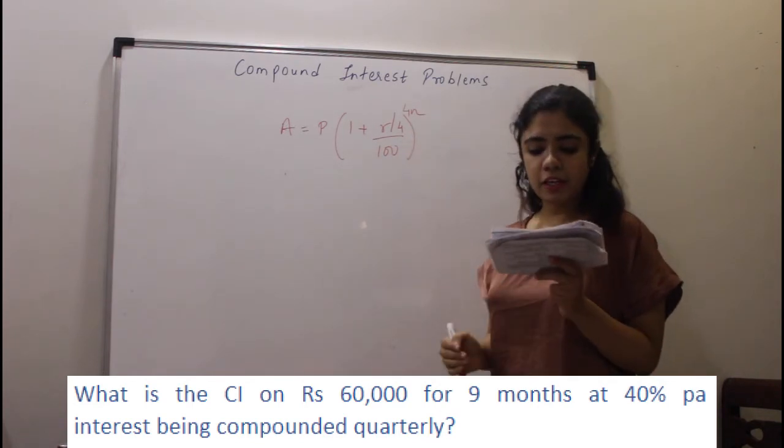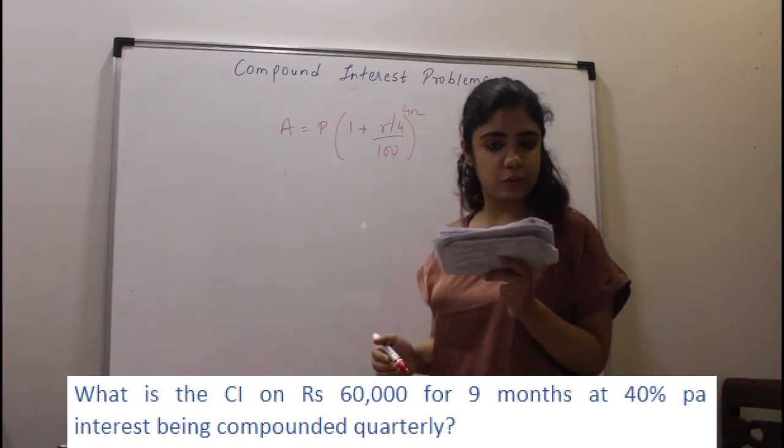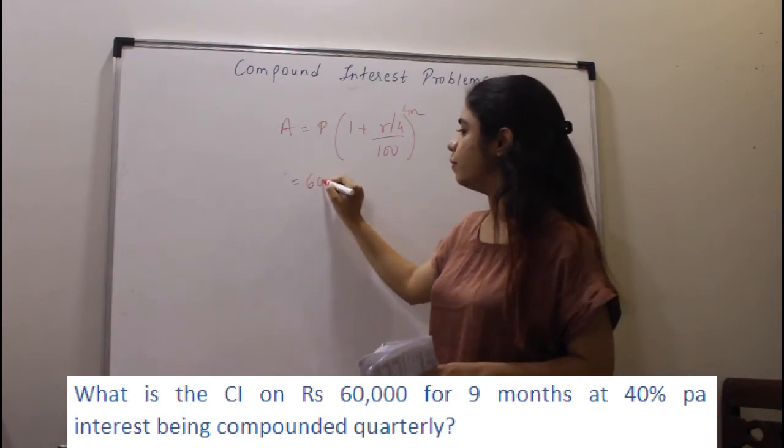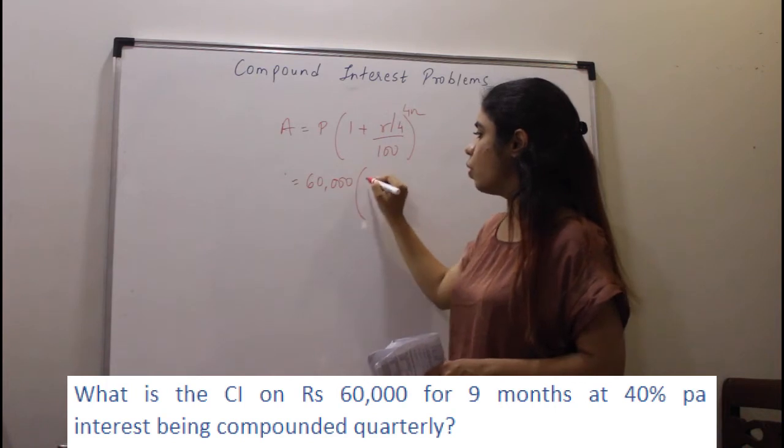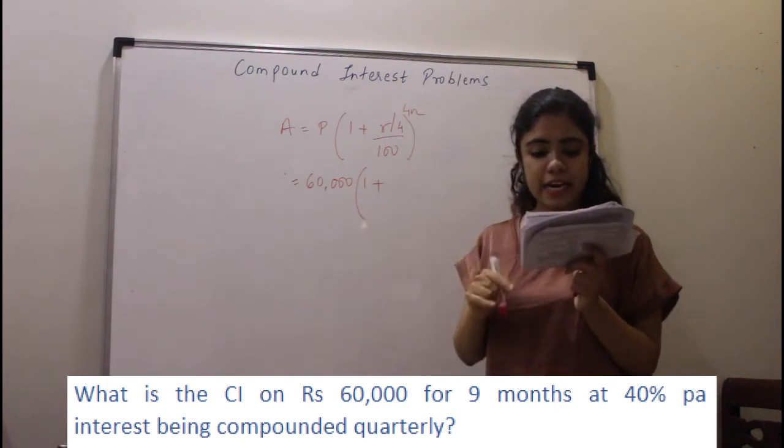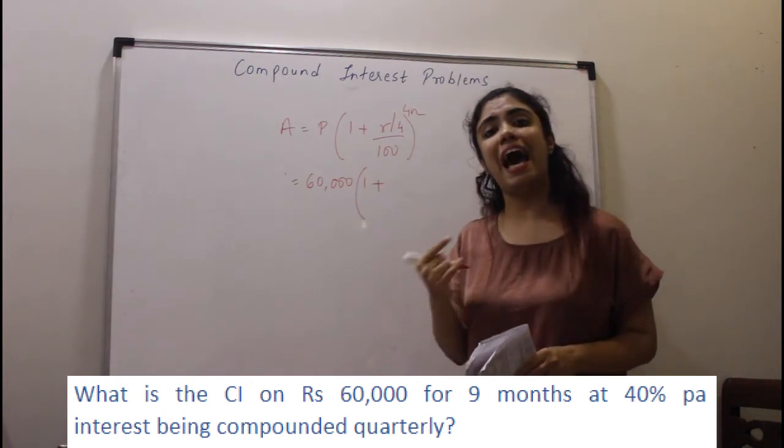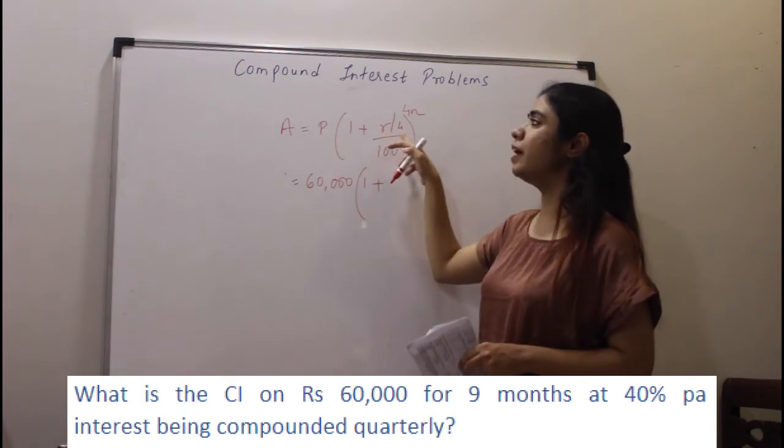Now the principal value which is given is 60,000. So the principal value is 60,000. 1 plus the rate given is 40% per annum. So this will become 40 upon 4.